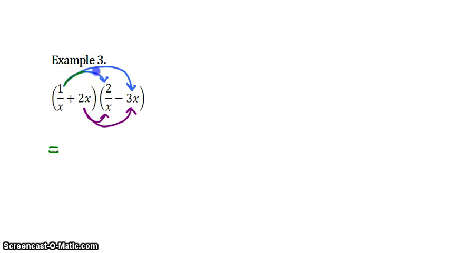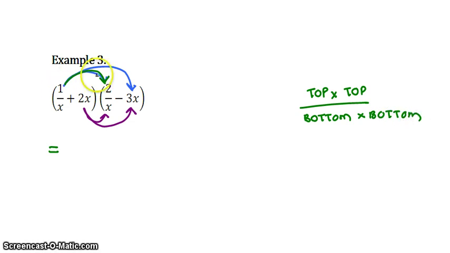So 1 over x times 2 over x. Well, now I've got to remember how to multiply fractions. In a fraction, I multiply top times top and bottom times bottom. So this is actually relatively easy. Bottom times bottom. So let's look at the top. I've got 1 times 2, 2. And the bottom, I've got x times x, x squared. Done. Not that bad, even though it's a fraction.